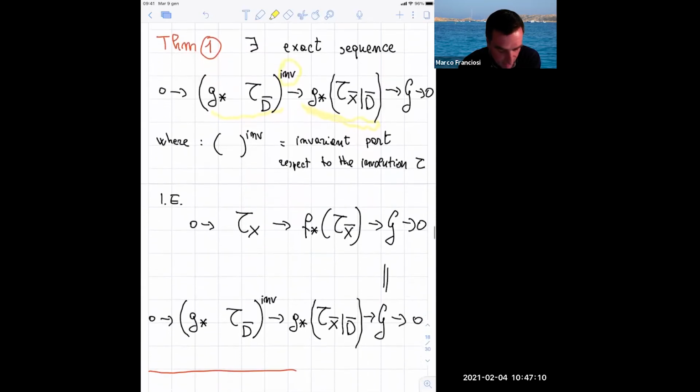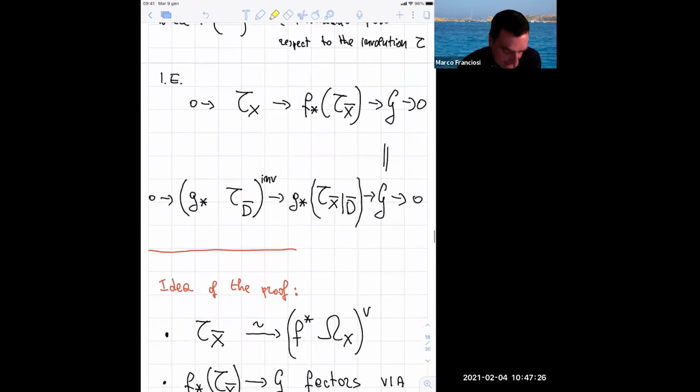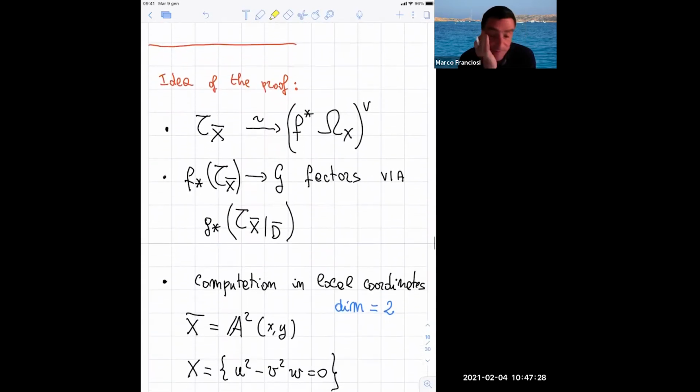That is, we have the following exact sequence, which is helpful to consider our tangent sheaf. Okay, what is the idea of the proof? The idea of the proof is quite simple. We have T_X bar is isomorphic to f upper star of omega_X dual. This is the first part.